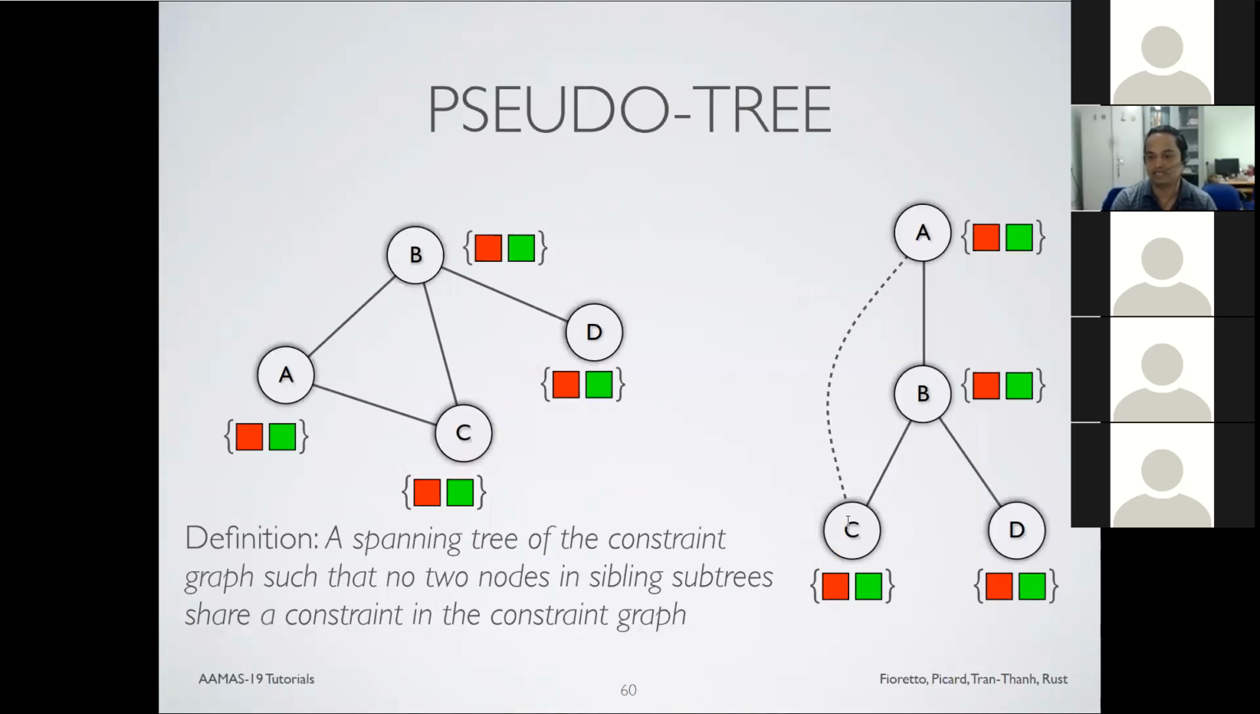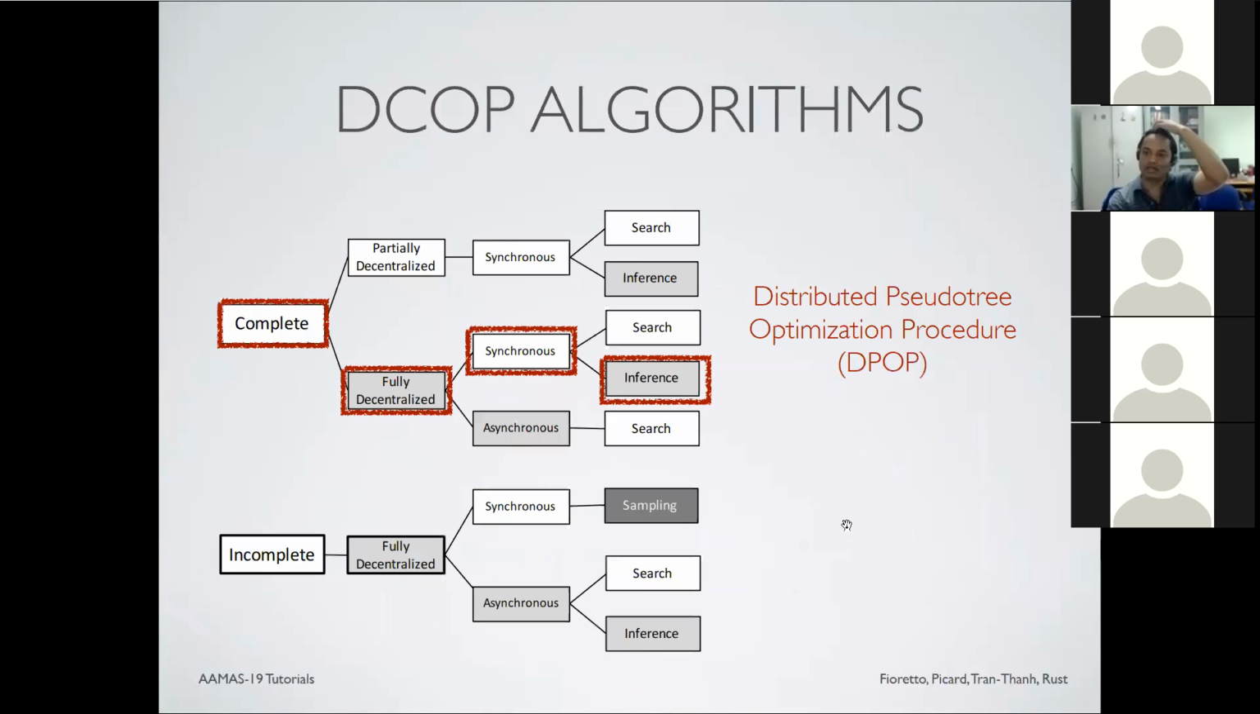Next, I will go to the next algorithm, DPOP, the distributed pseudo-tree optimization procedure, which is inference based. The earlier one was search based, this one is inference based. Before going to DPOP, first we need to know what a pseudo-tree is.